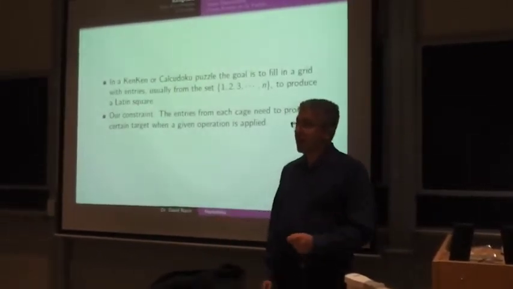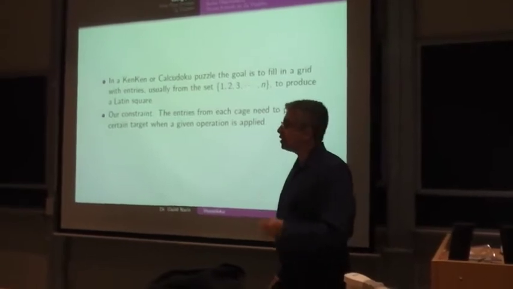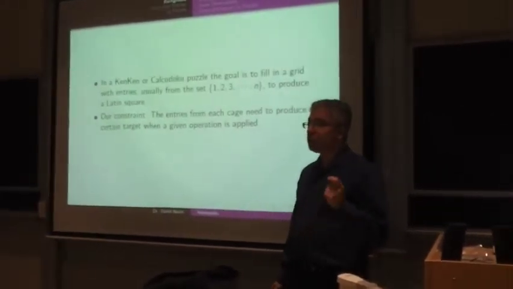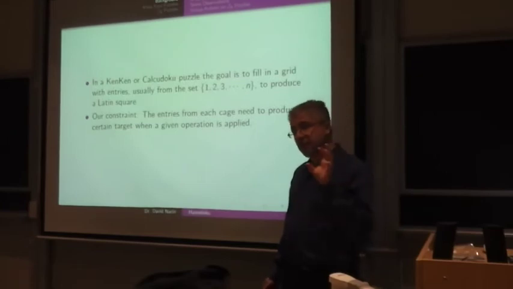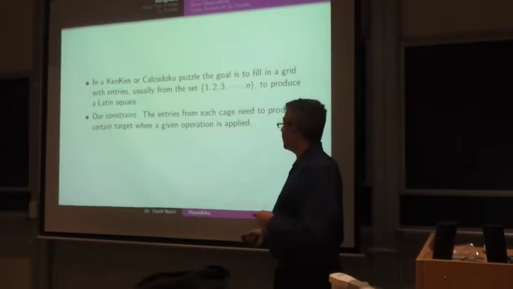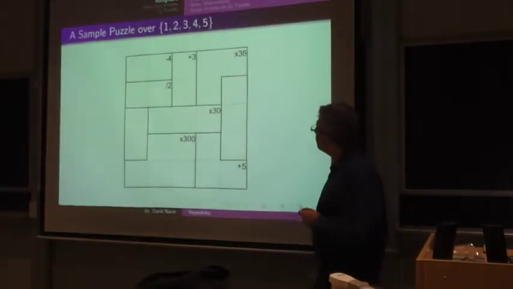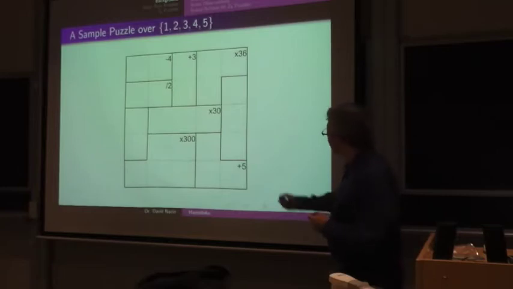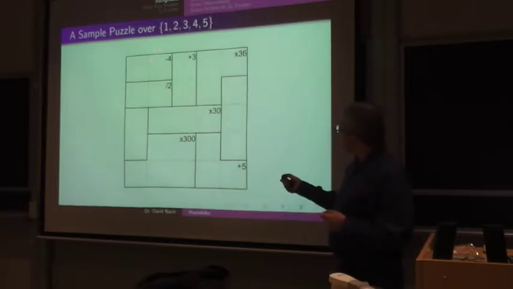called cages, and each of these cages has a clue, and the clue consists of both a target and an operation. When you apply the operation to everything in that heavily outlined region, or cage, you have to arrive at the target. So here's what a KenKen puzzle might look like. These are in the New York Times. They're very popular these days. This is a puzzle with the set 1, 2, 3, 4, 5.